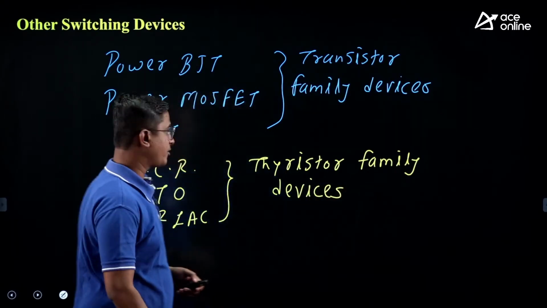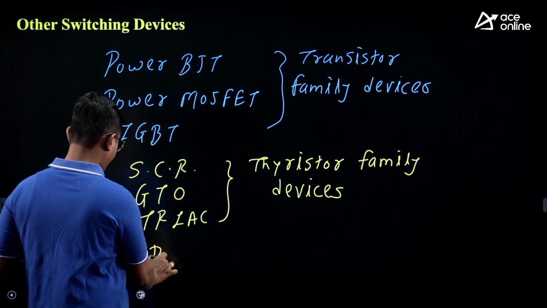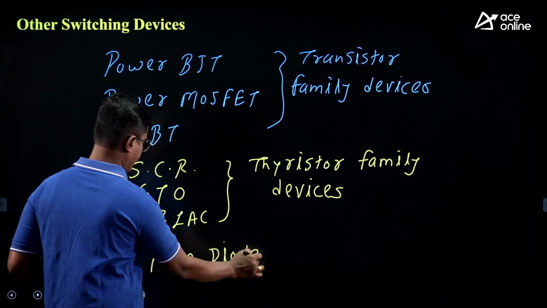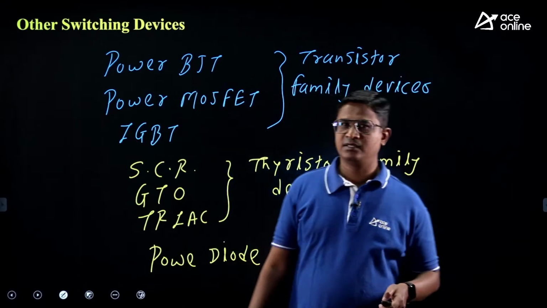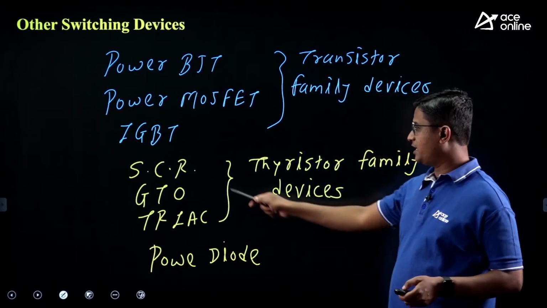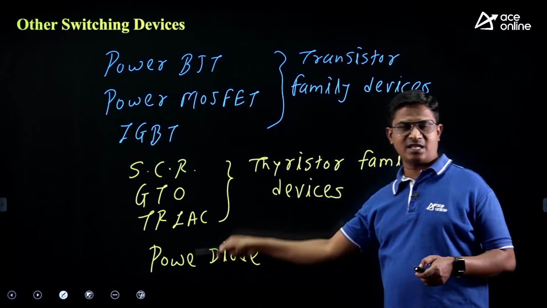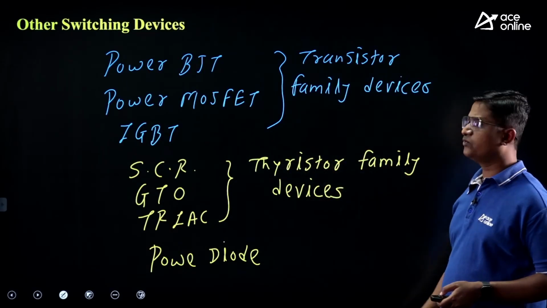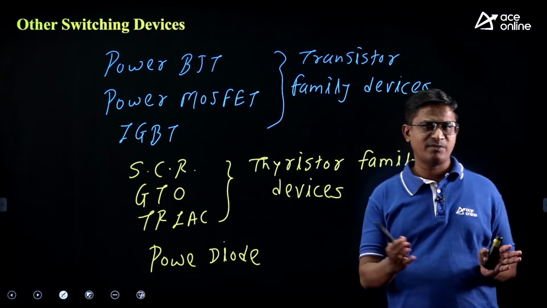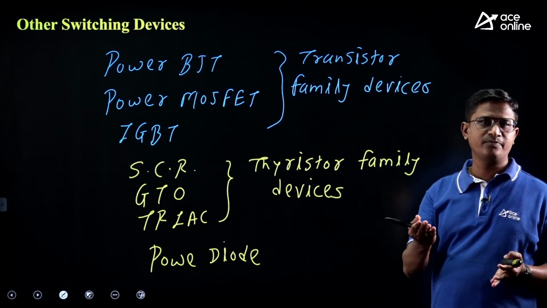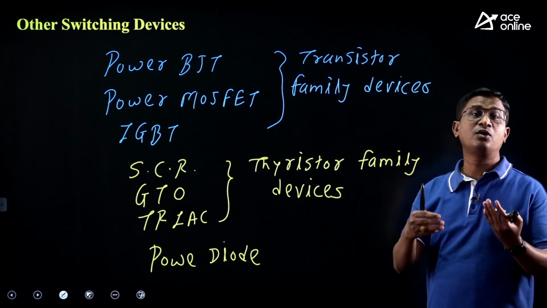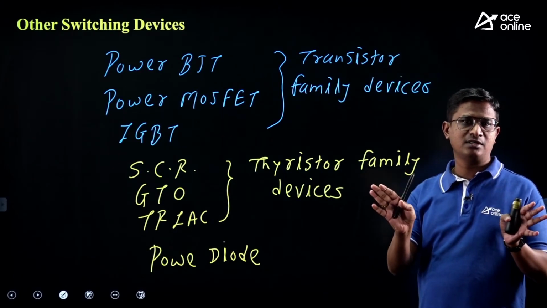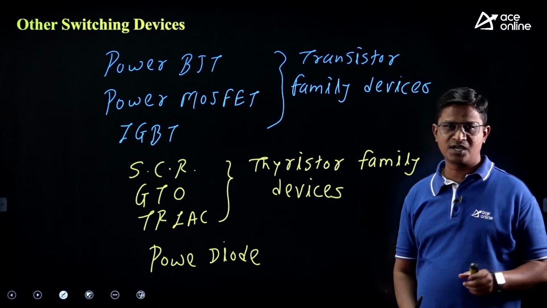And apart from that we have the power diode. Correct? So SCR you study in detail. For the other devices it is only an introductory part, okay, right. So which device is unipolar, which is bipolar, unidirectional, bidirectional, semi-controlled, uncontrolled, fully controlled, okay. So please go through these types or the characteristics of the devices.